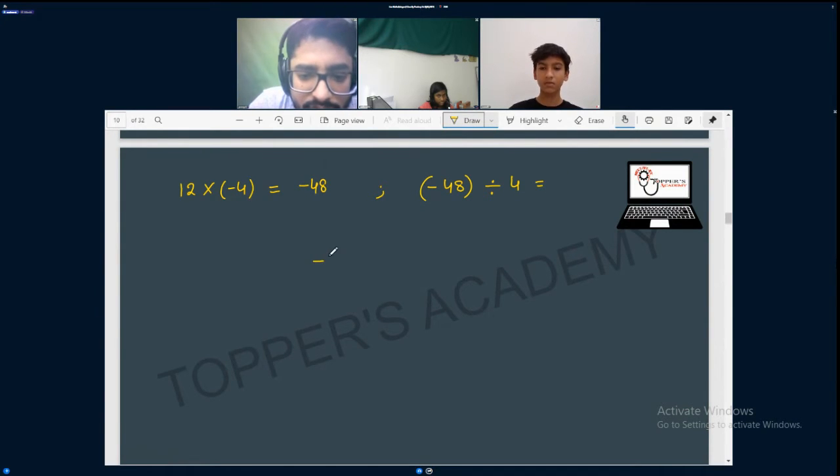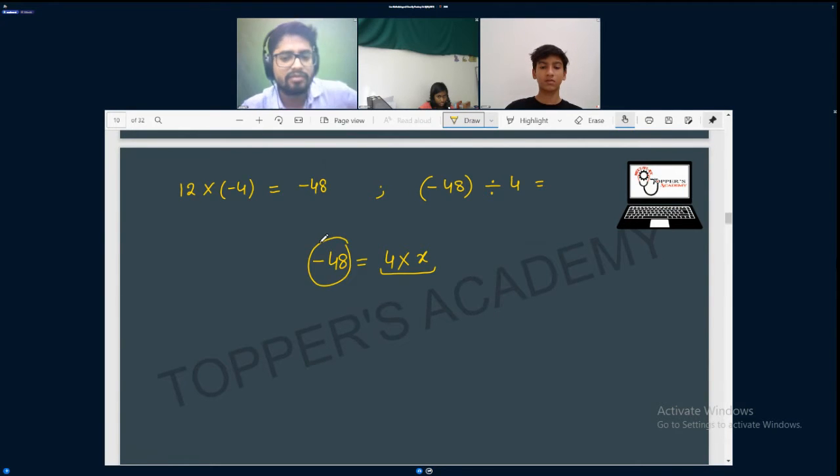Meaning, we know, sir, that -48 must be equal to 4 into some number x. Yes or no? Yes. And this multiplication is negative, so one of them must be negative, either 4 or x. Now 4 is a positive quantity, that's why x must be negative. So the answer is negative. 48 divided by 4 is 12, and the answer is with a negative sign, -12.